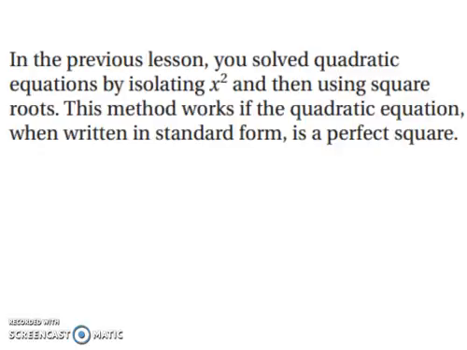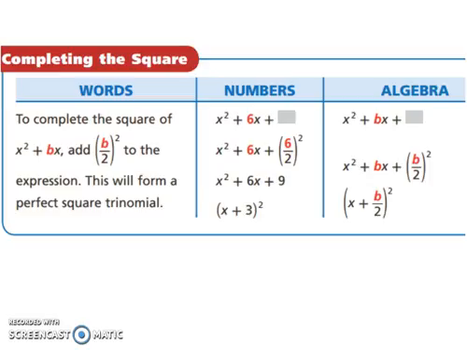This method works if the quadratic equation, when written in standard form, is a perfect square. So today, we're going to work on making it a perfect square. To do that, we complete the square. To complete the square of x squared plus bx, we're simply going to add the quantity b divided by 2 squared to the expression. This will form a perfect square trinomial.